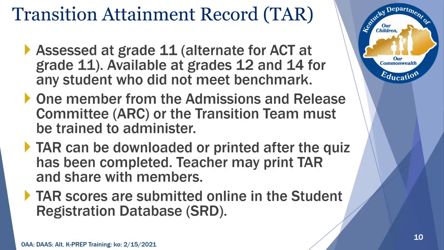So benchmarks for the TAR are as provided. At reading, the benchmark is 19 out of a possible 30. The benchmark for mathematics is a 16 out of a possible 24. And the benchmark for science is a 16 out of a possible 24. The TAR scores are housed in the student registration database.